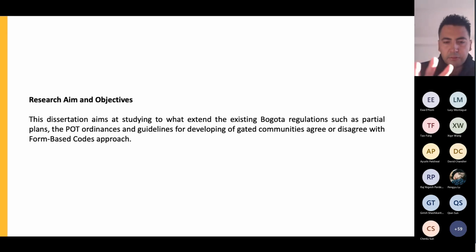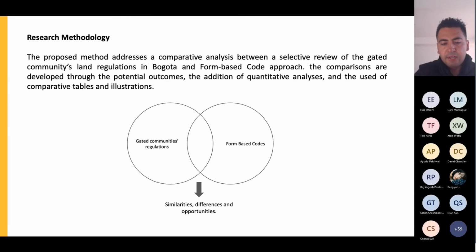The methodology was basically a comparative analysis between these two worlds. With this comparison, I tried to figure out similarities, understand the differences, and obviously the opportunities to get from one another. I also tried to use some quantitative analysis, including geographic information systems, which was helpful as well. It was in my Studio B, and I made some comparison tables and illustrations to explain this more easily.